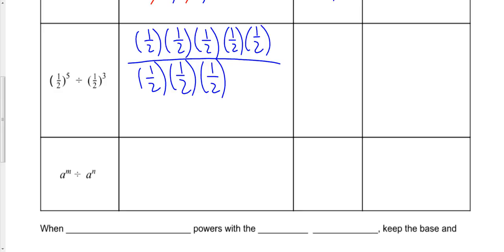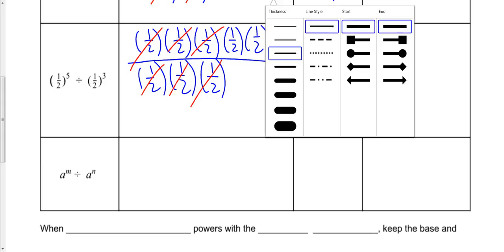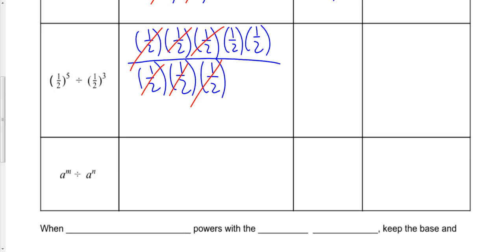Okay, again, what can we eliminate? So 1 half divided by 1 half will give us 1. Same thing here, same thing here. So what we're left with is 1 half to the exponent 2. Okay, now again with fractions, when we're applying the exponent to fractions, we apply the exponent to both the numerator and to the denominator. So if I apply it to both the numerator and the denominator, I end up getting a final answer of 1 over 4.